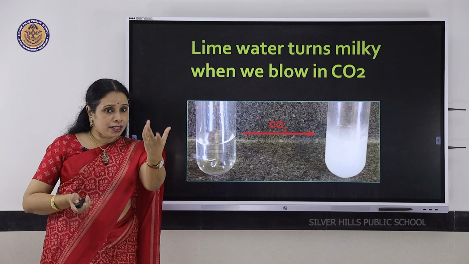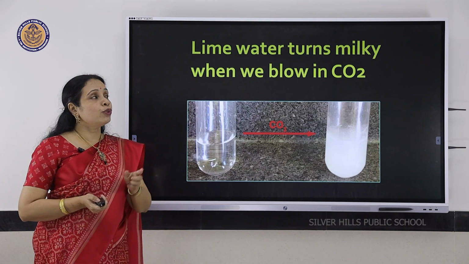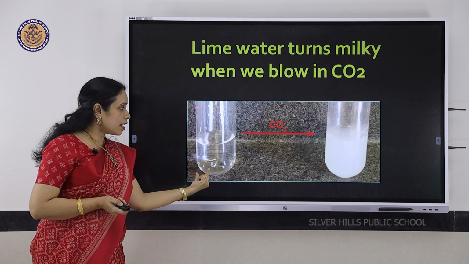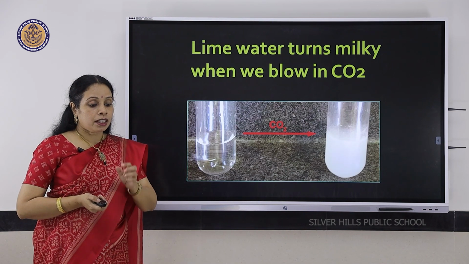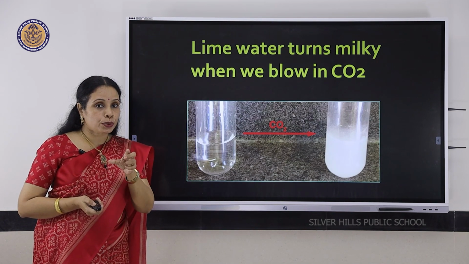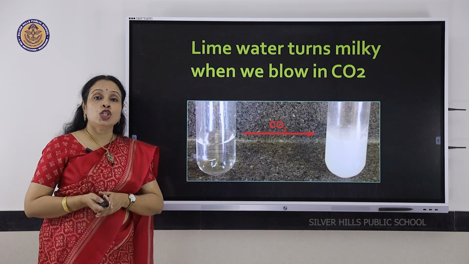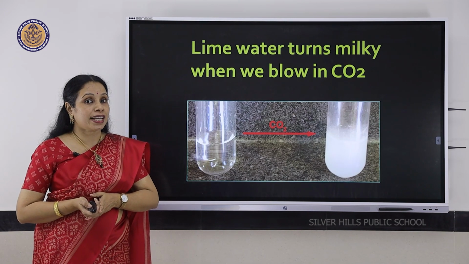The air that we breathe out contains carbon dioxide. We can prove that by this simple experiment where we take some lime water in a test tube, and then using a straw, when we blow into it, the lime water turned milky, showing that the expired air is rich in carbon dioxide.